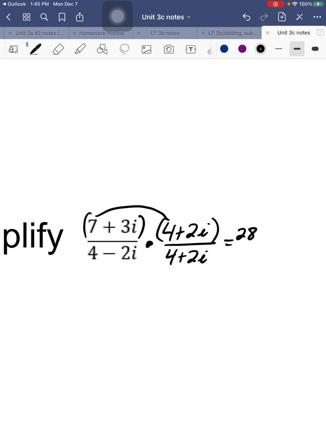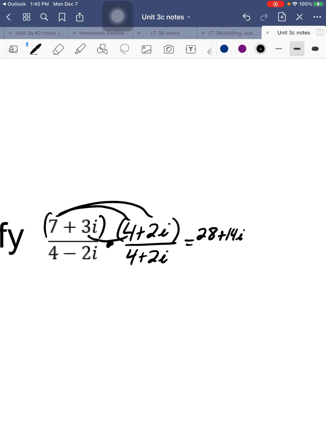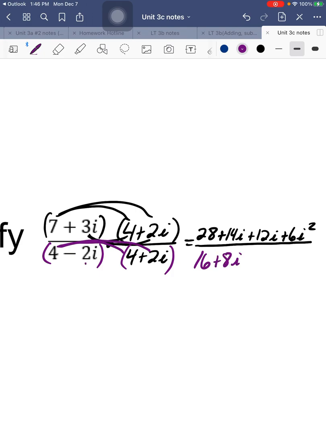So 4 times 7 is 28. 7 times 2i is 14i. 3i times 4 is 12i. 3i times 2i is 6i squared. In the denominator, let's do that down there. So we have a binomial times a binomial. 4 times 4 is 16. 4 times 2i is 8i. Negative 2i times 4 is a negative 8i.